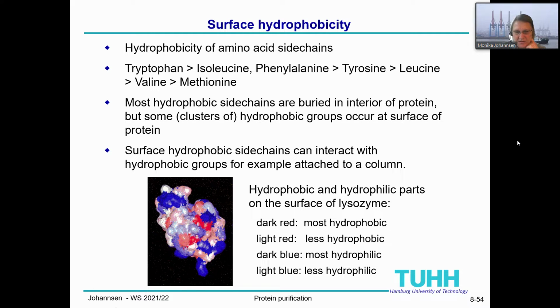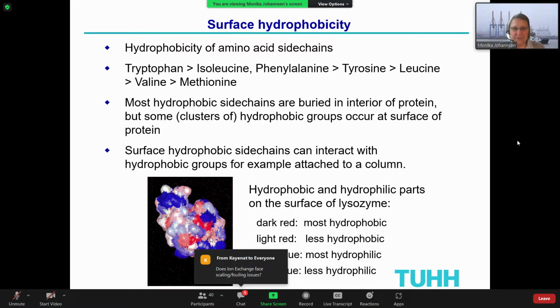And so on this figure here, you can see an example. For example, we are looking for the dark red ones with the most hydrophobic areas. If we can have an interaction of these areas with a matrix, this could enable the separation, and perhaps also less hydrophobic areas will be included in interactions.